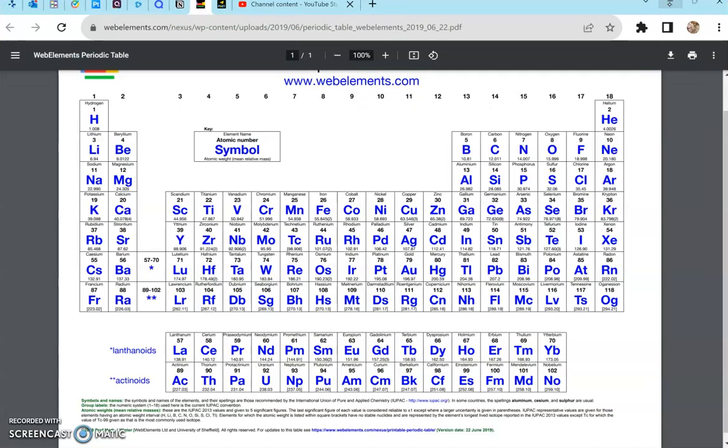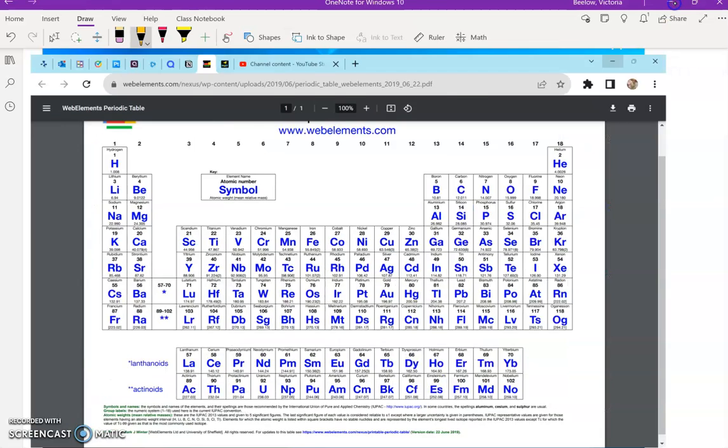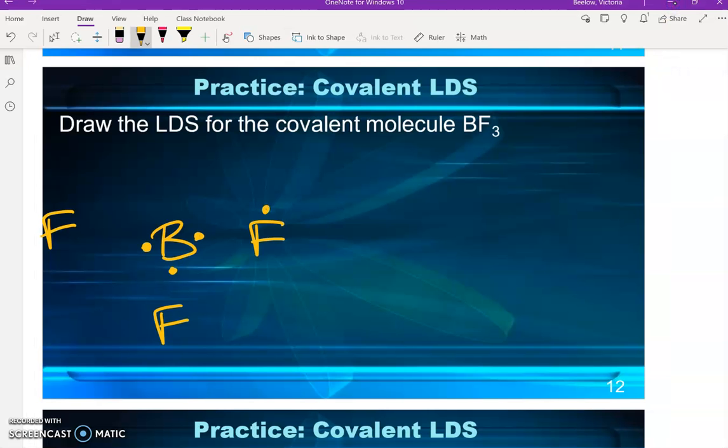Next, I'm going to draw the valence electrons around fluorine. So fluorine is in group 17, so it has 7 valence electrons. So 1, 2, 3, 4, 5, 6, 7. 1, 2, 3, 4, 5, 6, 7. 1, 2, 3, 4, 5, 6, and 7. Okay.